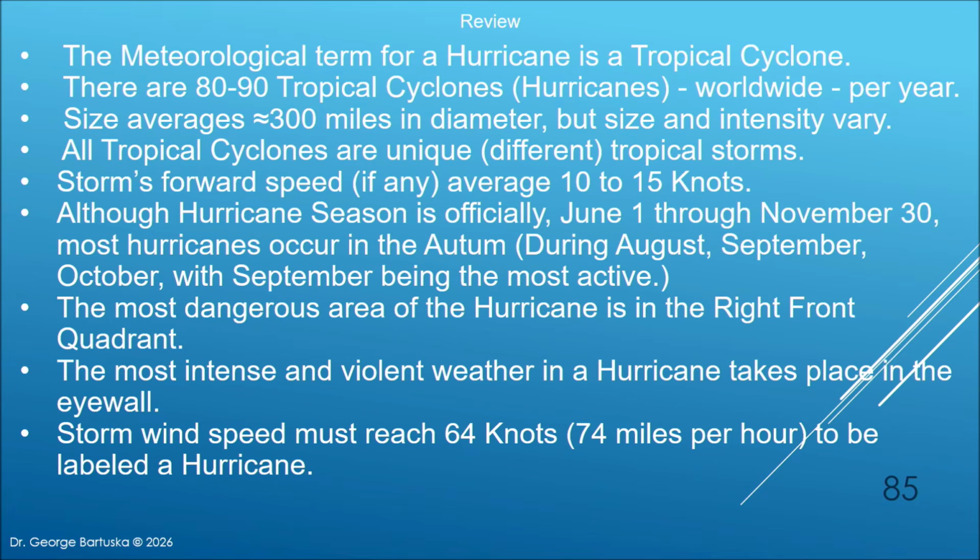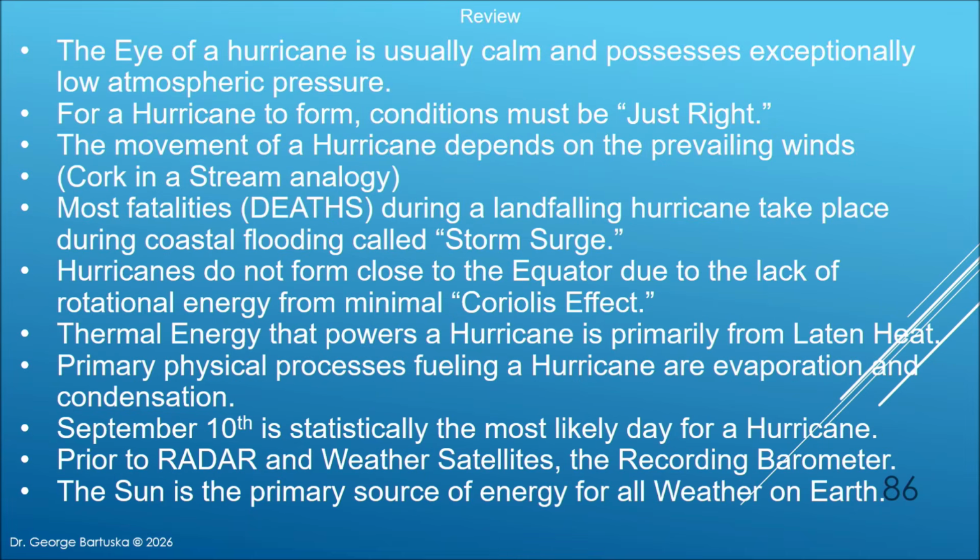Although hurricane season is officially June 1 through November 30th, most hurricanes occur in the autumn during August, September, and October, with September being the most active. The most dangerous area of the hurricane is the right front quadrant. The most intense and violent weather in a hurricane takes place in the eye wall. Storm wind speed must reach 64 knots or 74 miles an hour to be labeled a hurricane. The eye of the hurricane is usually calm and possesses exceptionally low pressure.